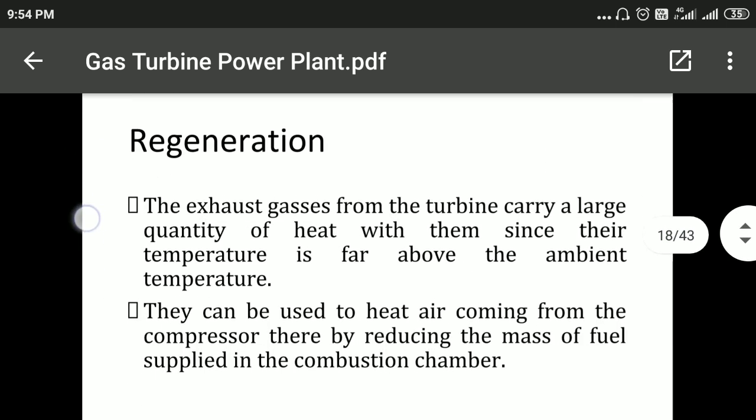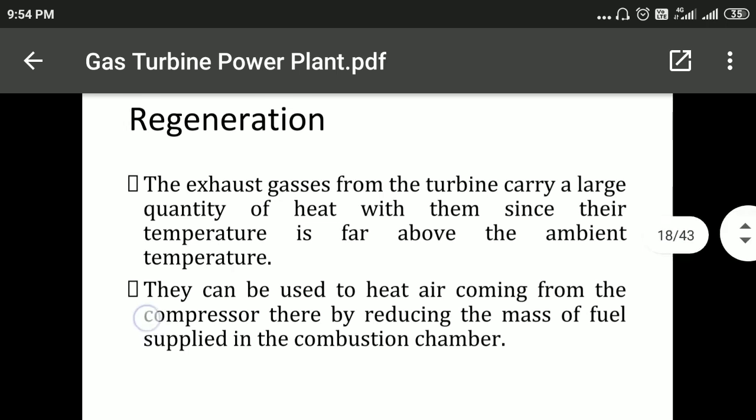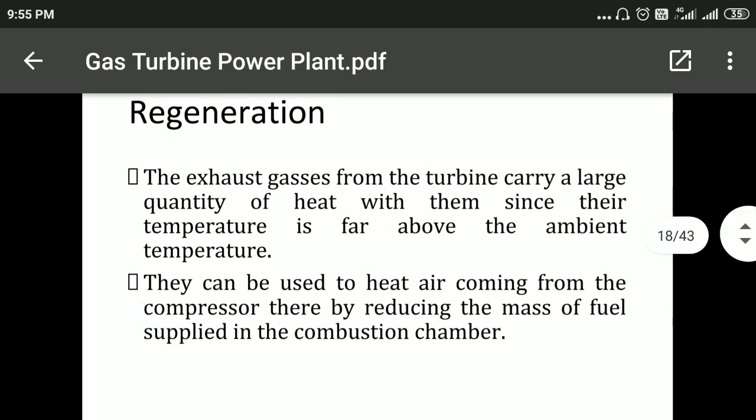Basically, regeneration is based on the fact that the exhaust gases from the turbine carry a large quantity of heat. After expansion, the gases leaving the turbine are at a higher temperature, far above the atmospheric or ambient temperature. So we can utilize this heat somewhere.